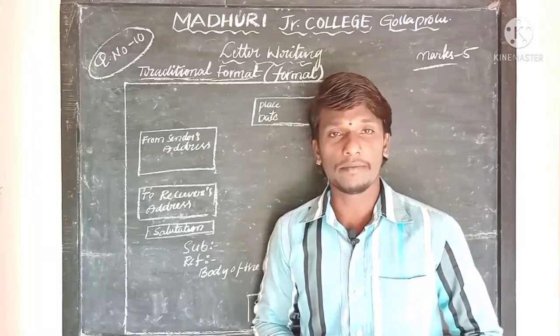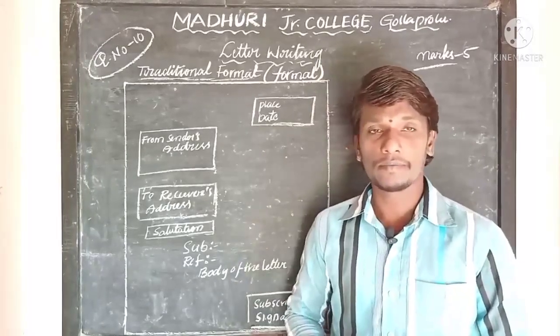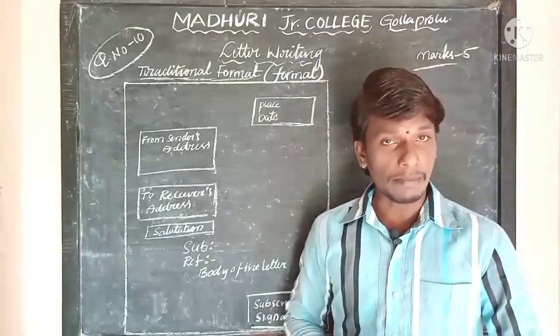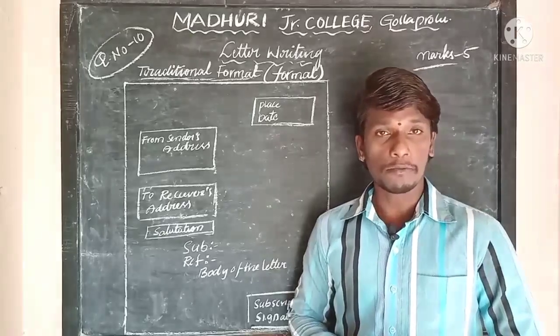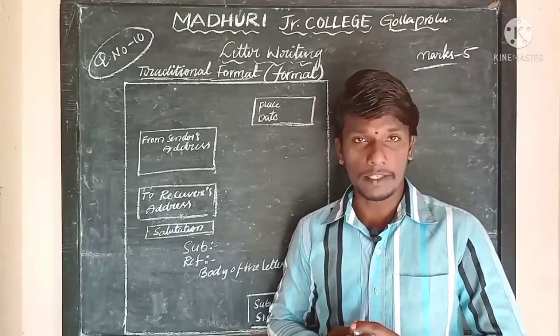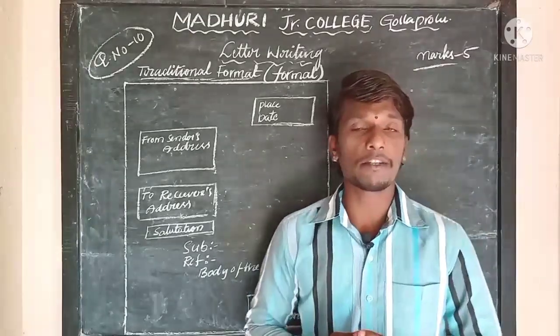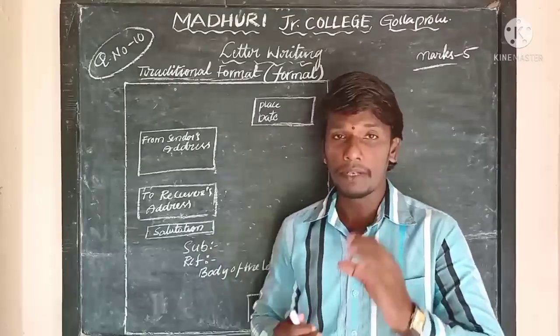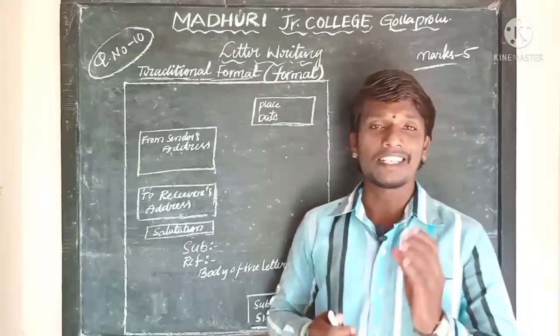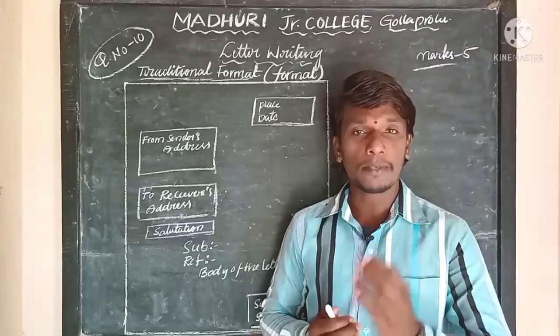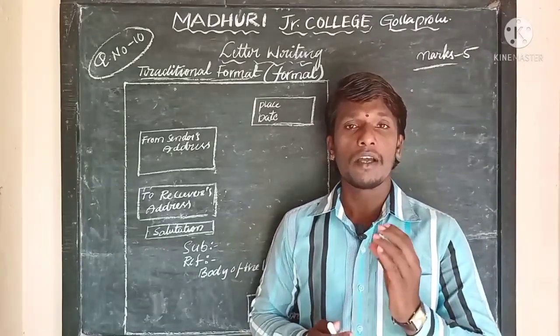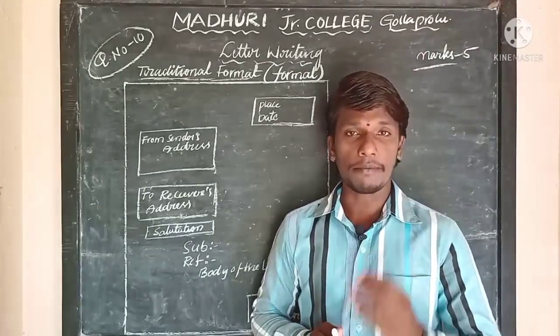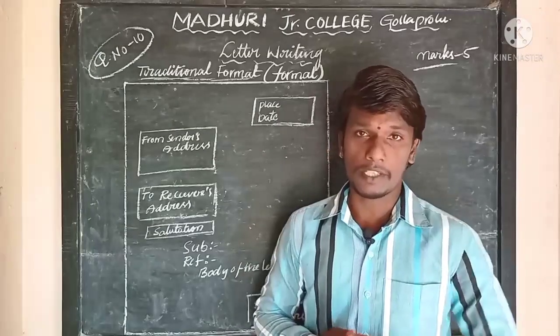And yesterday we discussed types of letters and also the important parts of the letter. So we discussed that there are 5 parts in the letter. The very first part is heading, second part is salutation, third part is body of the letter, and fourth part is subscription, and finally last part is superscription.